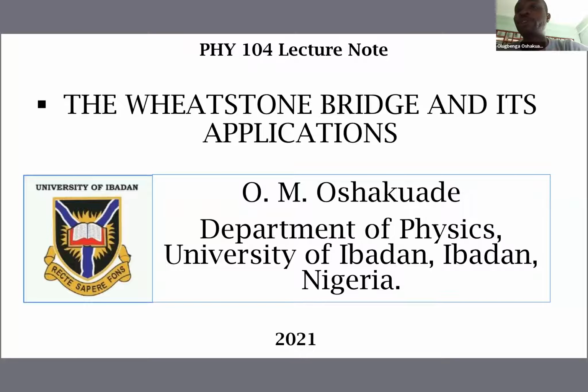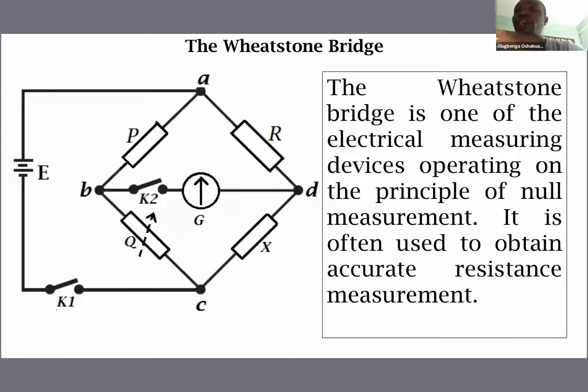We'll be talking about the Wheatstone bridge and its applications. What do we mean by a Wheatstone bridge? A Wheatstone bridge is an arrangement of resistors that looks like what we have in this figure. We have 4 resistors, P, Q, R, and X.